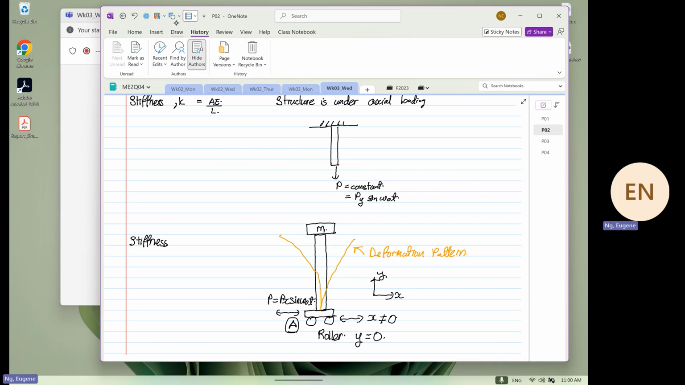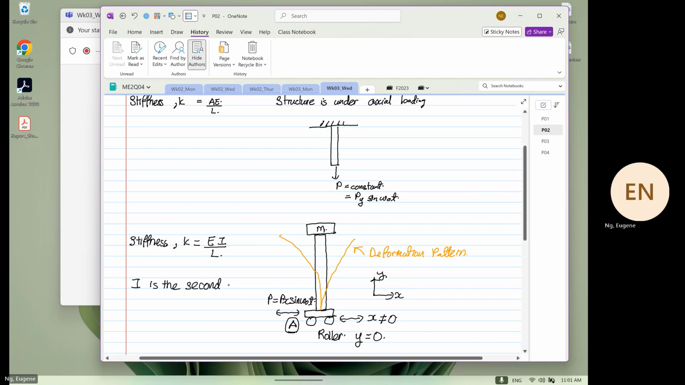The stiffness now changes. Now K is equal to EI over L, where I is the what? Second moment of what? Of area.